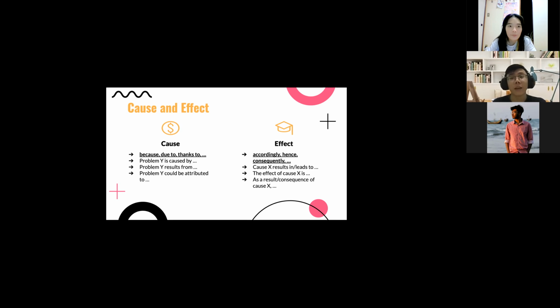One simple way of doing the effect is to just say, "The effect of cause X is..." Be straightforward with your effect, right? And the last one we're saying here is "as a result of" or "as a consequence of cause X, there's this problem, there's this effect." So those are some of the languages that we put in here for your reference.